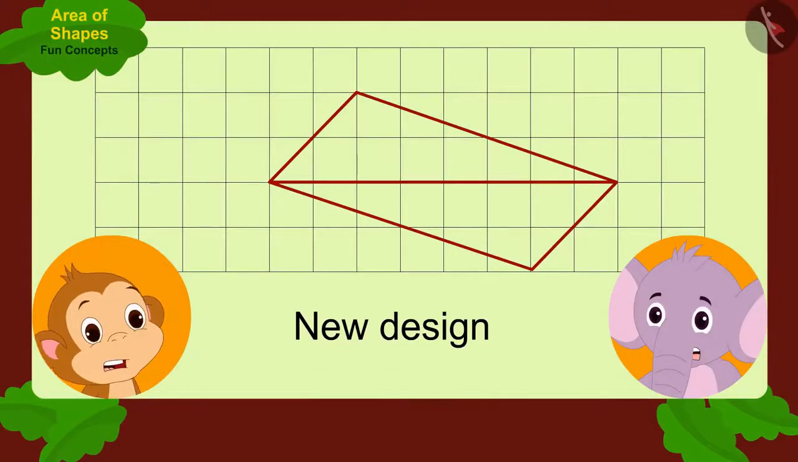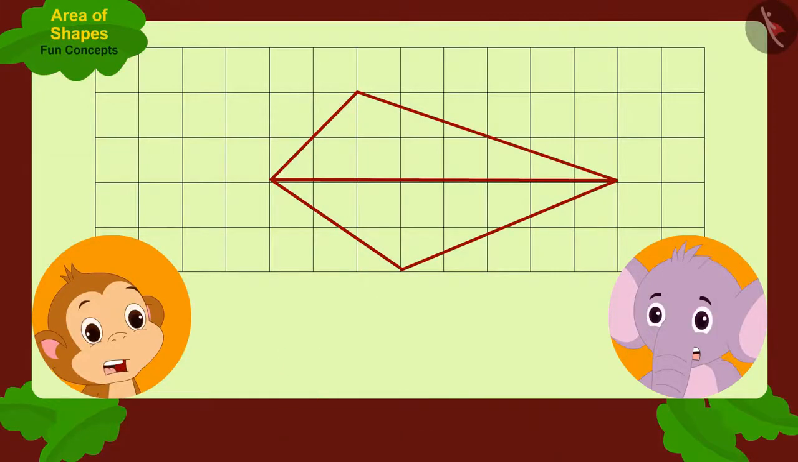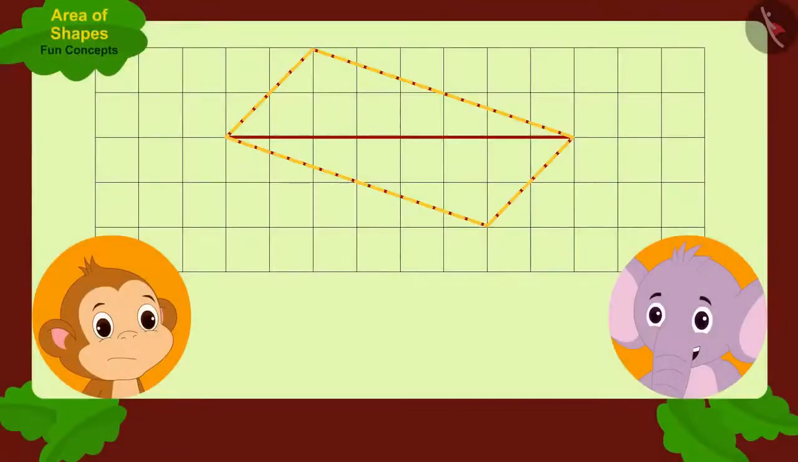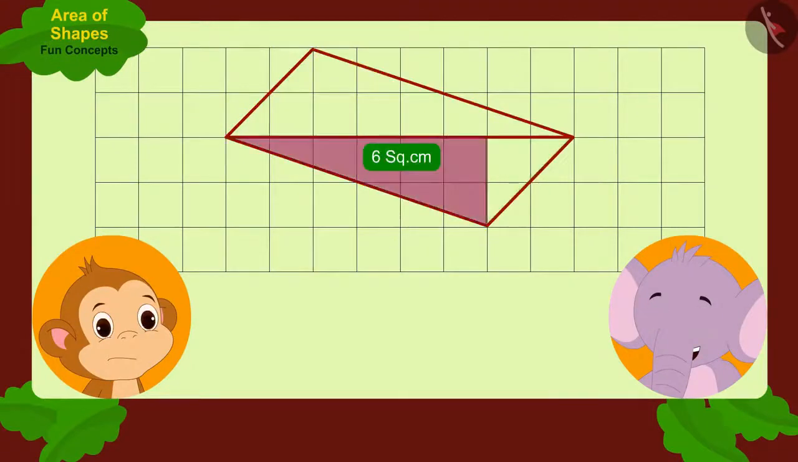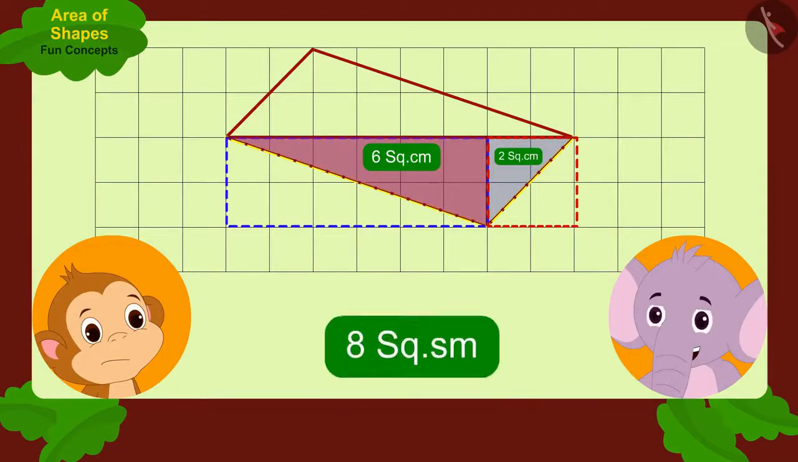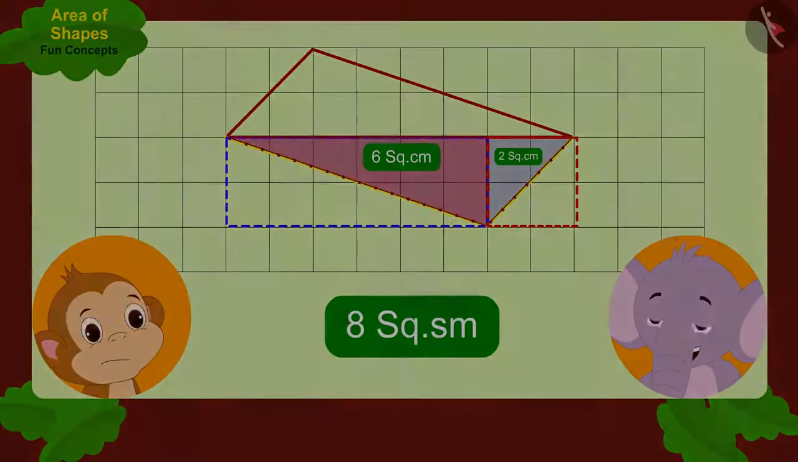Babban was shocked. How can this happen? I found the area of the erased part of this design and it was 8 square centimeters. Then how can your design be different? Babban told Appu. Appu then found the area of this part of his design and showed it to Babban. And that too was 8 square centimeters.